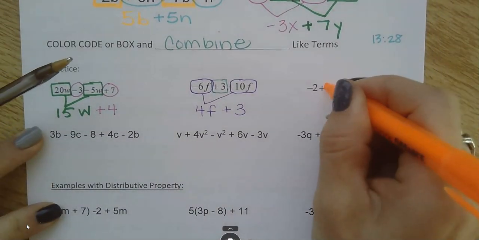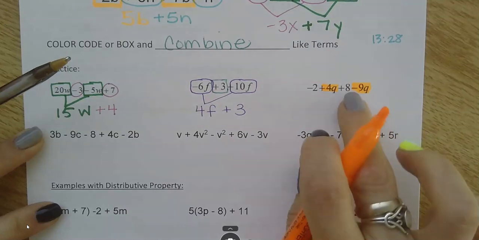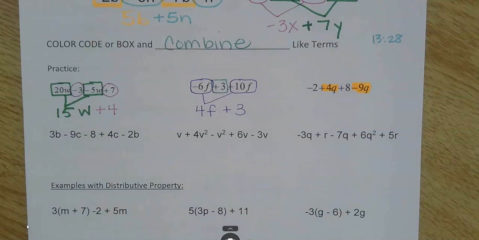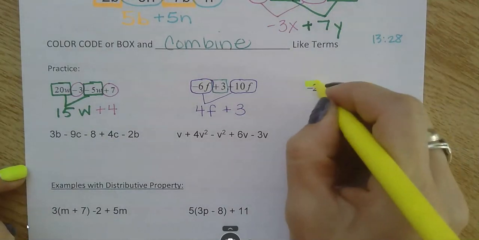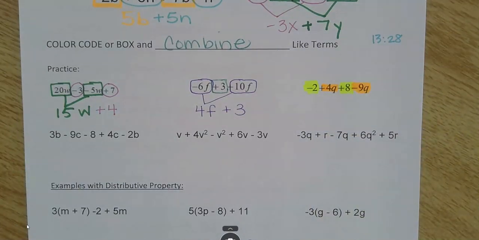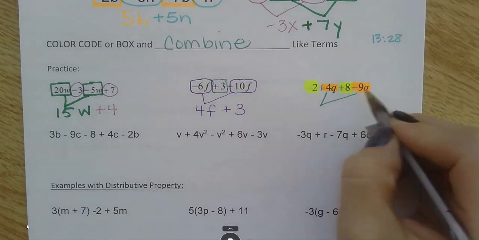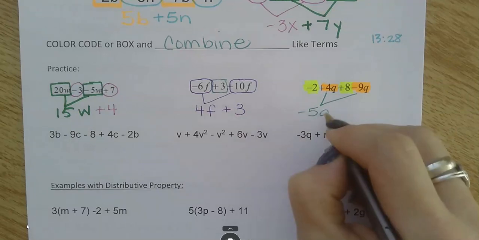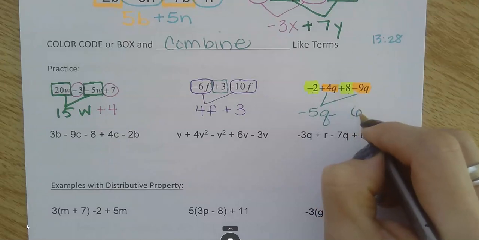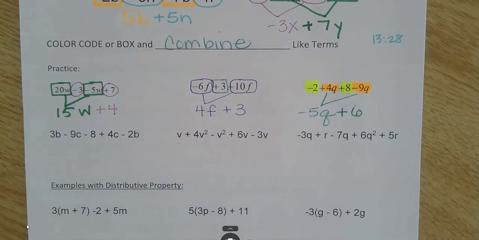So I'll highlight my Q's in orange. If you're highlighting, just make sure you include the negative with it if it's a negative. So I have 4Q and -9Q. And then my constants, I have -2 and +8. So if you like doing it this way, you could highlight. I'm still going to combine my Q's here first. 4 and -9 is -5Q. And -2 and 8 is +6. If it's positive, put a plus. So I get -5Q plus 6.